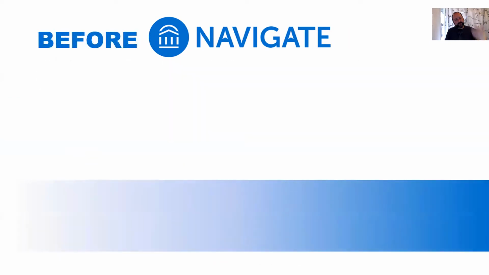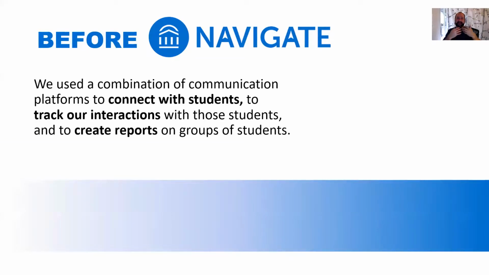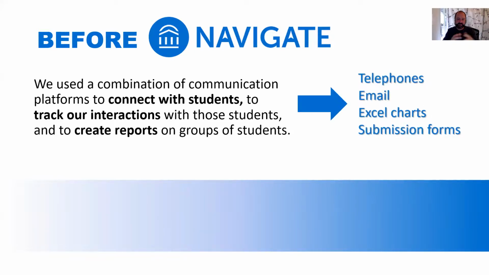So before we had Navigate, we did already have this kind of communication going on, right? We had a variety of ways to connect with students, to track interactions with students, to create reports on various groups of students. But these ways were kind of split among a multiplicity of communication methods: telephones and email and Excel charts and submission forms.